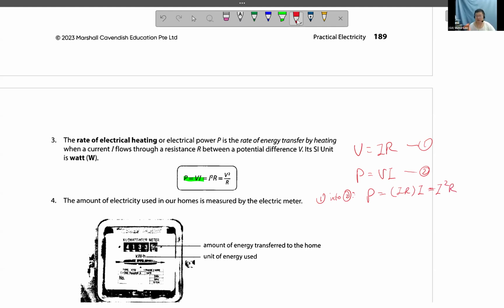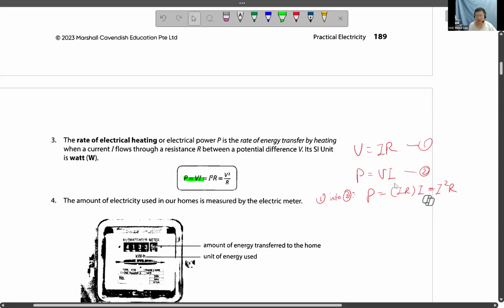Okay, why do I need this one? You tell me. Why do I need this formula? Now I got 2 power formulas: one is P equal to VI, one is P equal to I squared R. Why do I need to have 2? I got P equal to VI, but I also got P equal to I squared R. Why do I need this one?